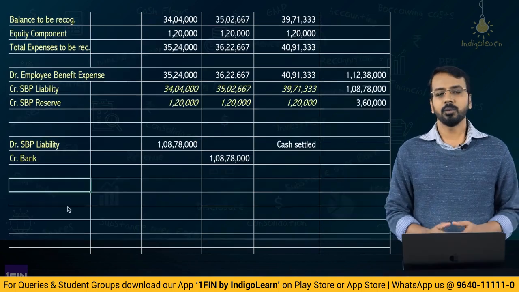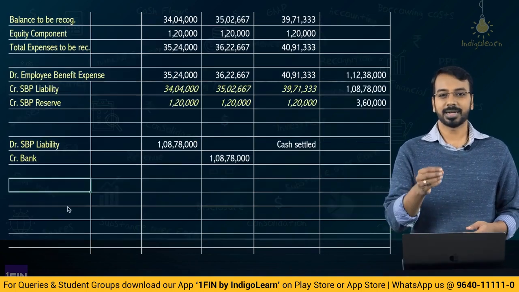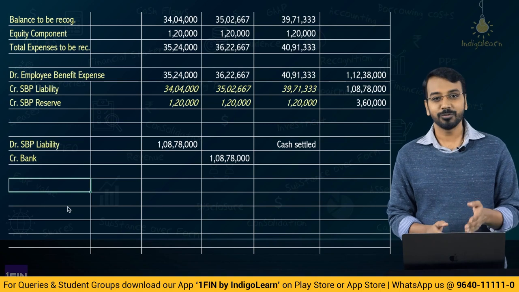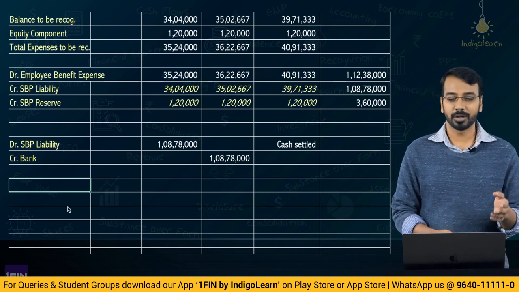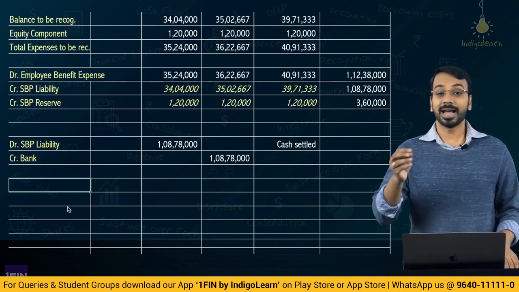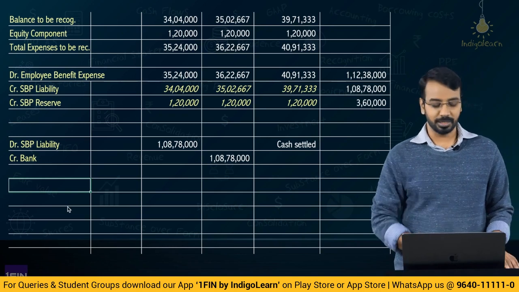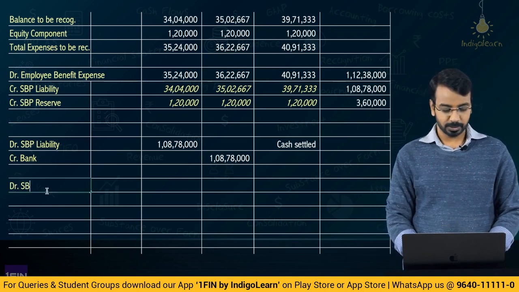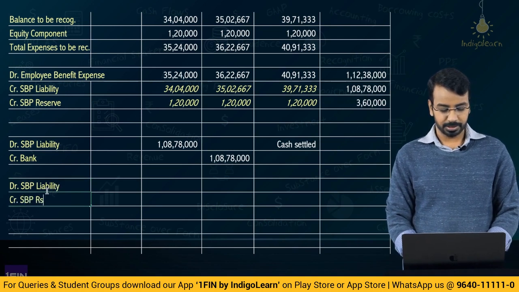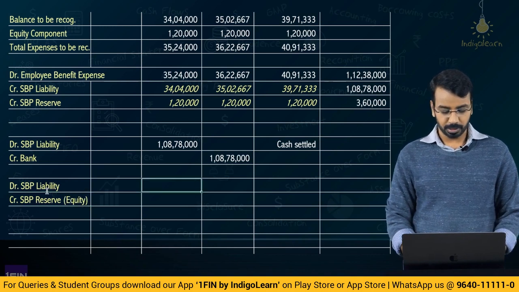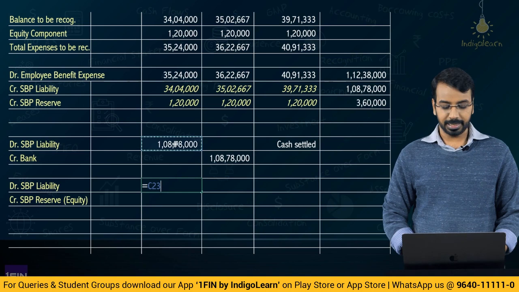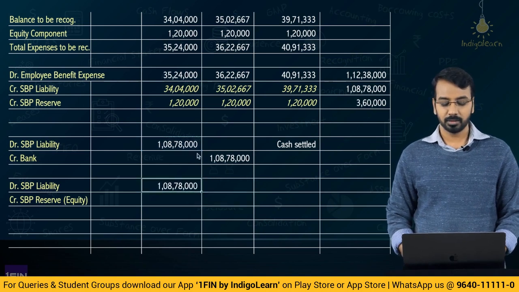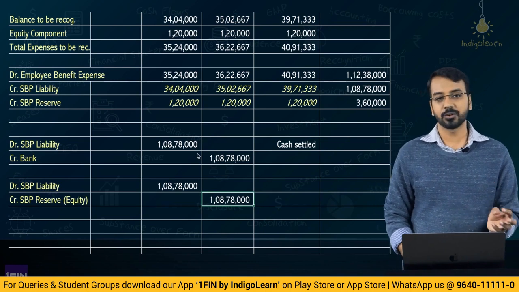You can move from SBP reserve to maybe general reserve, but it cannot be reversed or it should not be reversed. Now in the same case, if the transaction is equity settled, that is if equity shares are issued to the employees, then what will we do? We will transfer the liability directly to equity. So you will debit SBP liability and credit SBP reserve. Now this SBP reserve is under equity. Okay. So what will be the amount? 1,08,78,000 debit and 1,08,78,000 credit. That is what you will do. You will transfer it to equity.